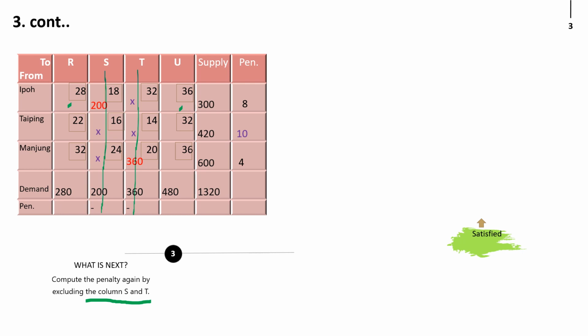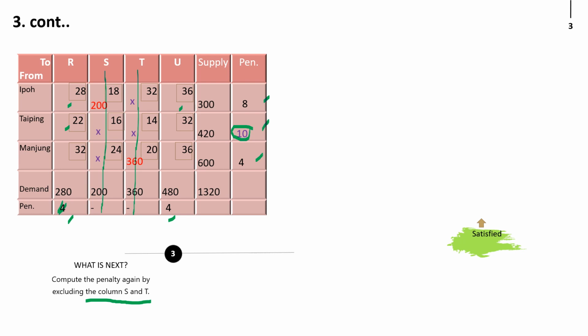And the difference for column R is 28 minus 22 is 6. Sorry, again, my mistake here. Should be 6 here. And for column S and T, we just ignore these two columns. And for column U, 32 minus 36 is 4. Then we compare all the penalty values: 8, 10, 4, 4, and should be 6 here. The maximum penalty is 10.